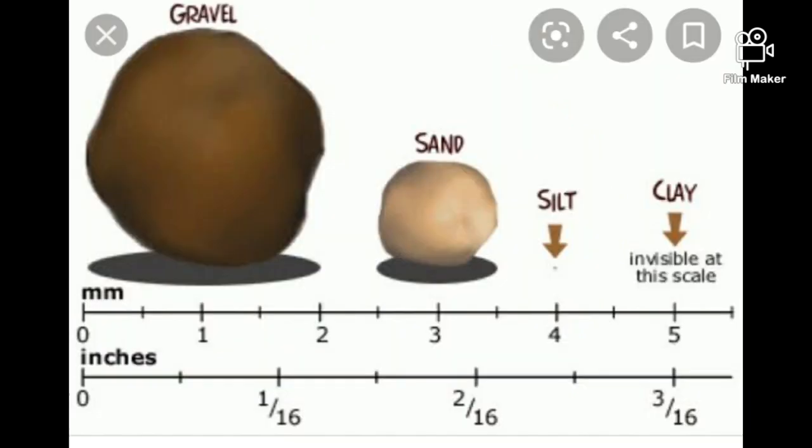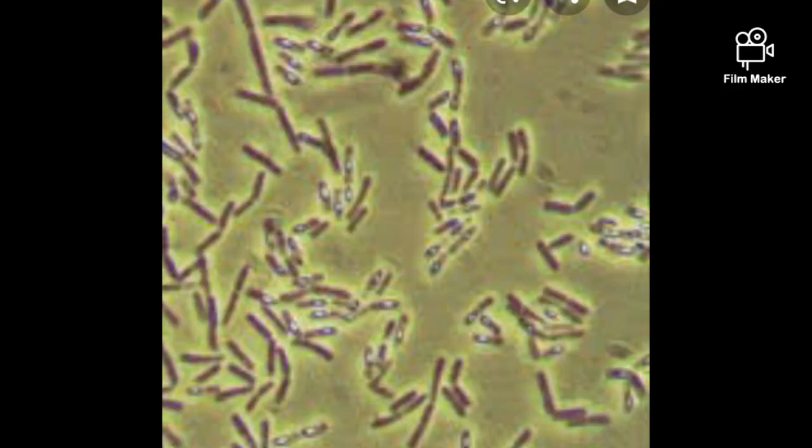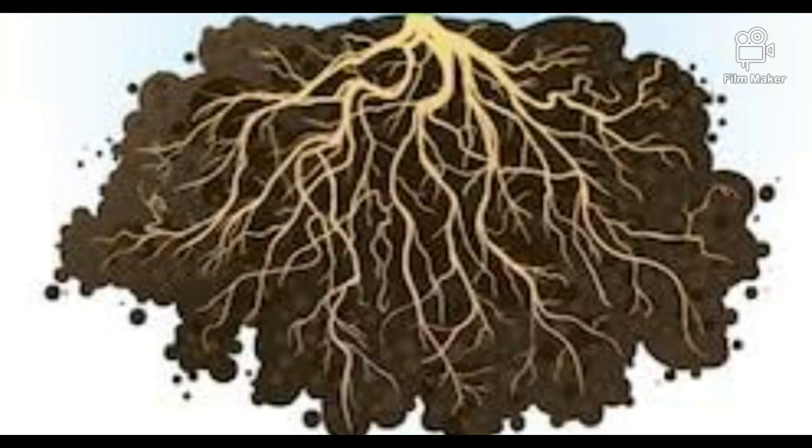And the next type is gravel. So it's very big compared to the sand. So see the comparison between these four particles of soil. Soil is a mixture of soil particles and humus. The soil also has living organisms like bacteria, roots of plants, and earthworms.